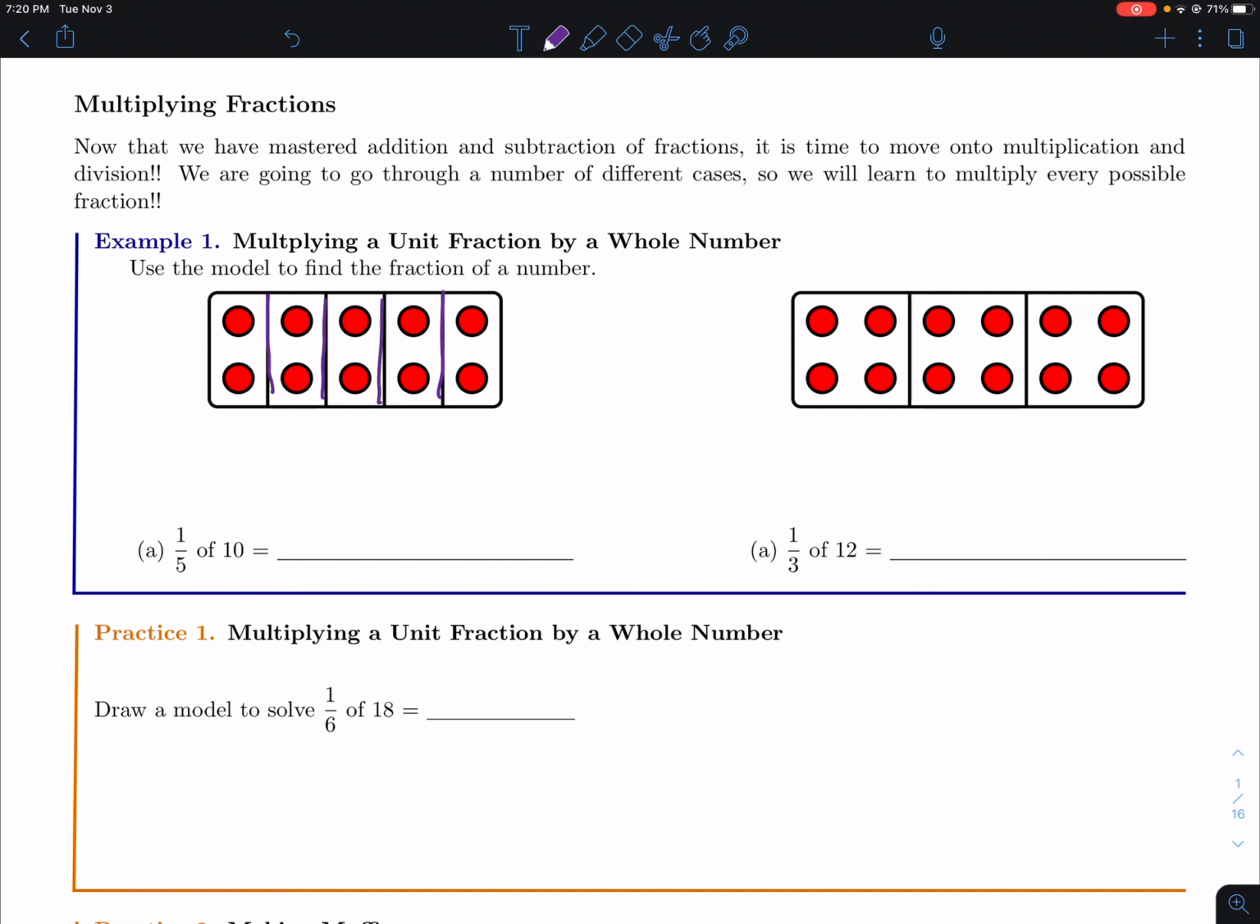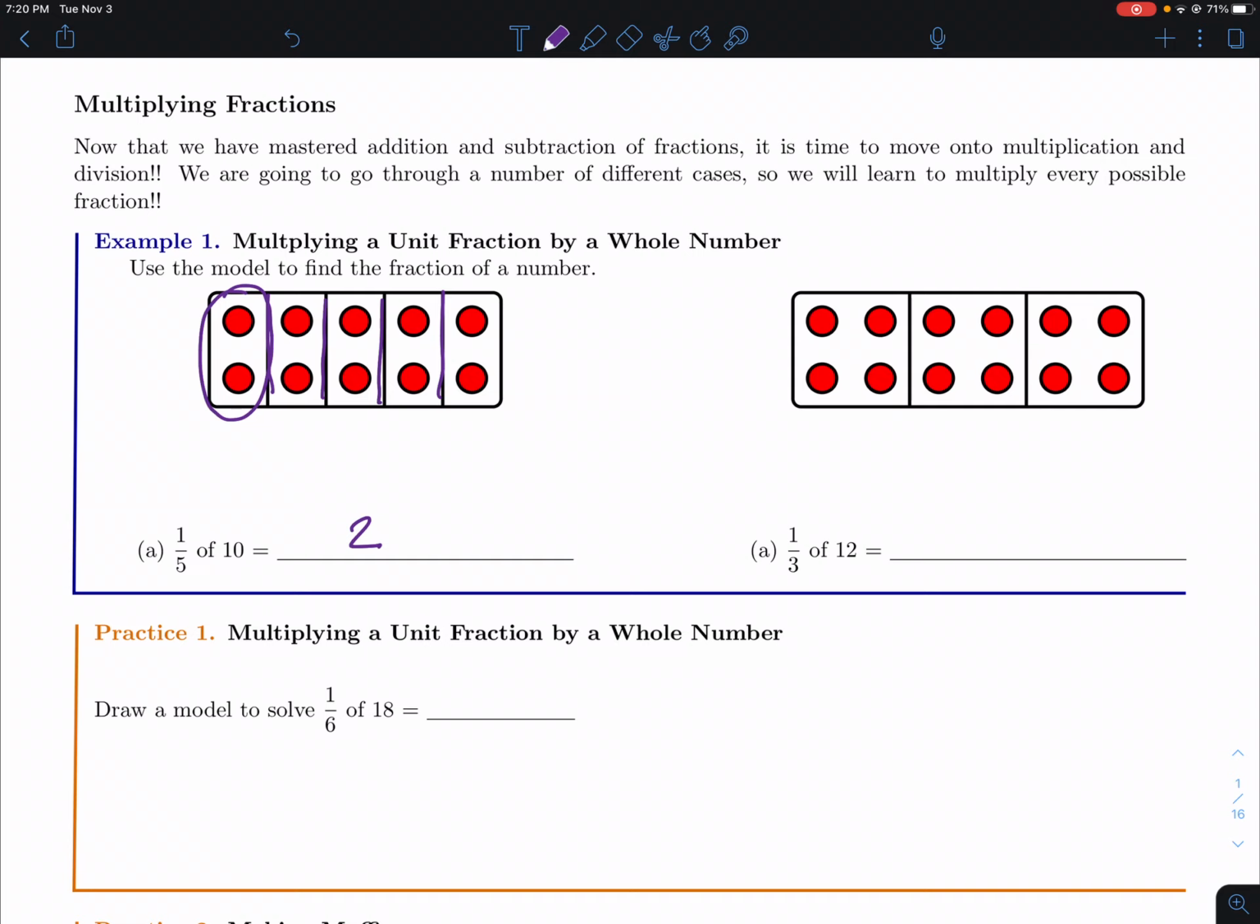If this wasn't already done, that would be the first thing you'd want to do. And then 1/5 of 10 would just be to circle one of those fifths. So in this case, 1/5 of 10 would just be 2.